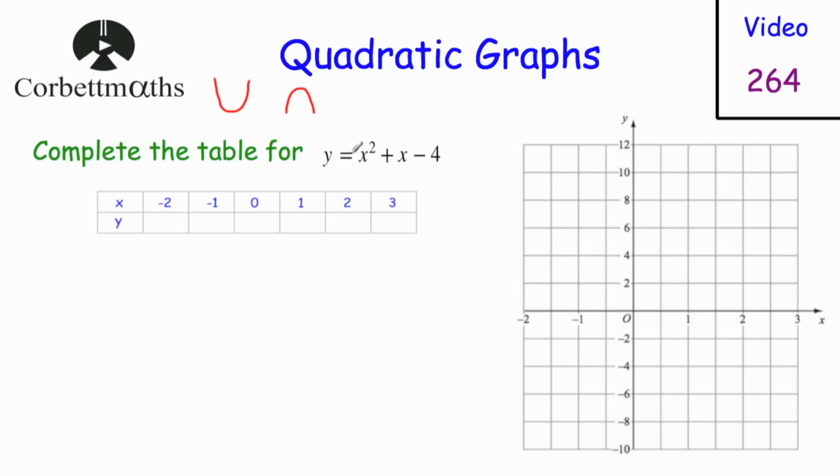And it depends on whether this x squared is positive or negative. So because this is a positive x squared, I can tell it's going to be a U-shape. If it was minus x squared, it would actually be an N-shape. Okay, so the question asks us to complete the table for y equals x squared plus x minus 4.